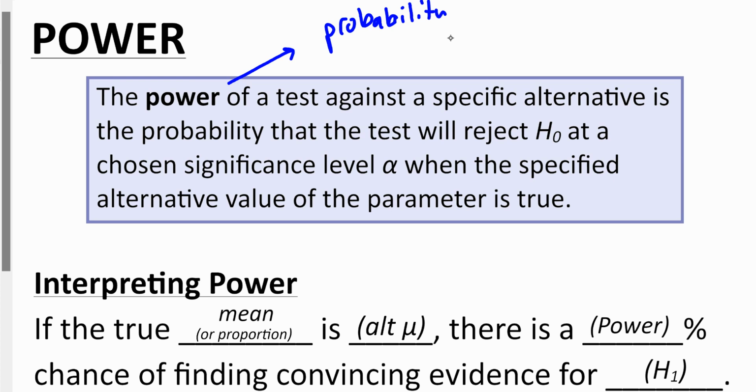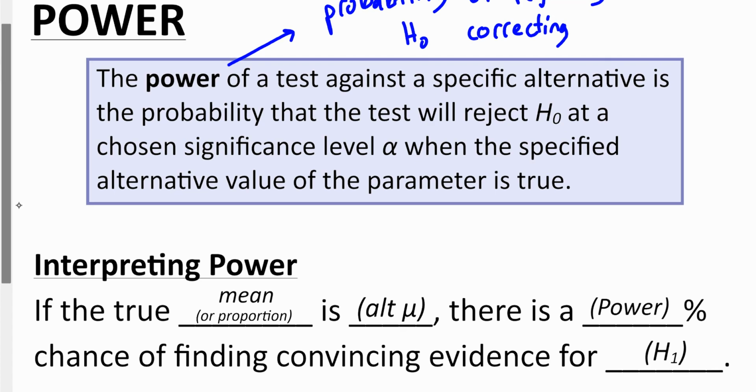Probability of rejecting H naught correctly, when you should. It's kind of the opposite of a type 2 error. Actually, it is the opposite of a type 2 error. All right, so that's why their actual values add up to 1.